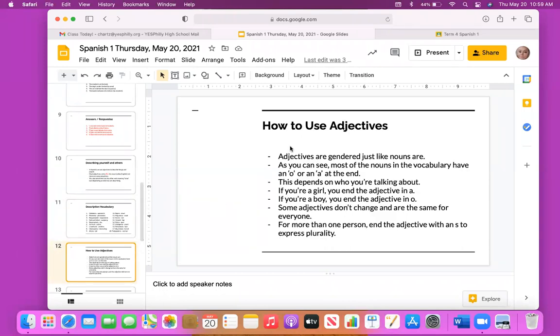So adjectives are gendered just like nouns are. Like you see, some of them ended in O, some of them ended in A, and some of them didn't have any ending at all. And like I said, as you can see, most of the nouns in the vocabulary have an O or an A at the end. This depends on who you're talking about. If you're talking about a female, you end the adjective in an A. And if you're talking about a male, you end the adjective in O. And some adjectives don't change and are the same for everyone.